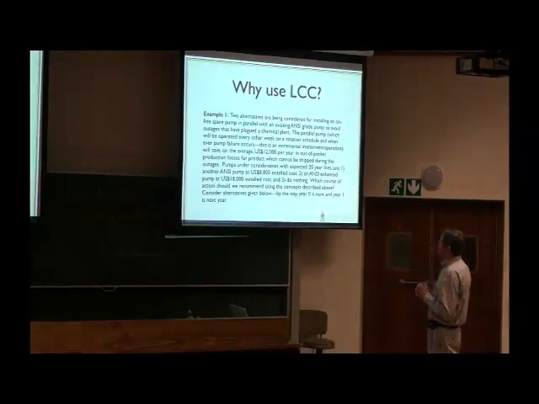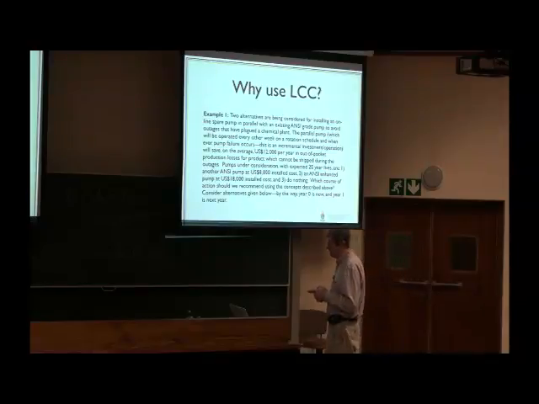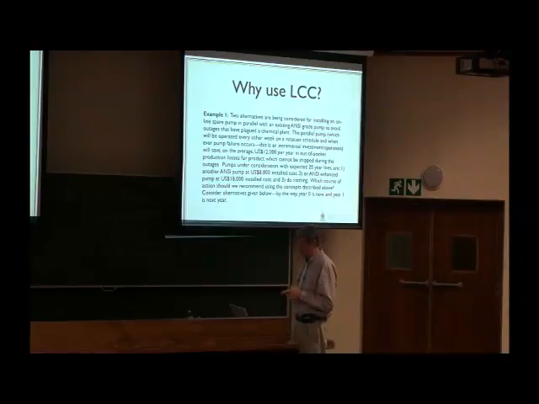Example one is okay. Two alternatives are being considered for installing an online spare pump in parallel with an existing ANSI grade pump to avoid outages that have plagued a chemical plant. So you have a pump. This pump fails too much, and because of that, you have losses. So what you are now considering is installing a spare pump in parallel with the existing pump. That's the idea. The parallel pump will be operated every other week on a rotation schedule and whenever pump failure occurs. This incremental investment operation will save on the average $12,000 per year in out-of-pocket production losses for product which cannot be shipped during the outages.